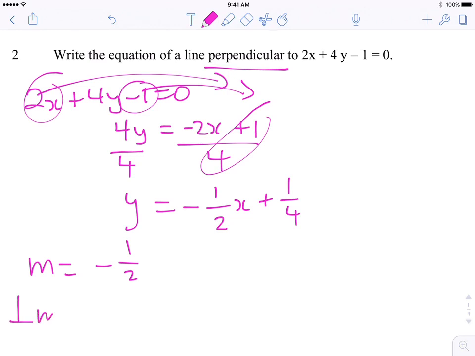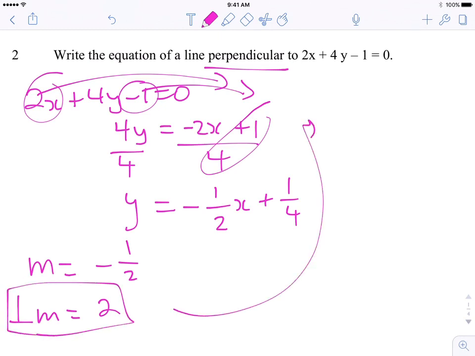Our perpendicular slope is the negative reciprocal, so flip it. 1 over 2 becomes 2 over 1, or just 2. And it was negative, and now it stays positive. So our new slope is 2. So I can write the equation of a line, y equal 2x. Again, I can make up anything I'd like. Let's use lucky number 7.